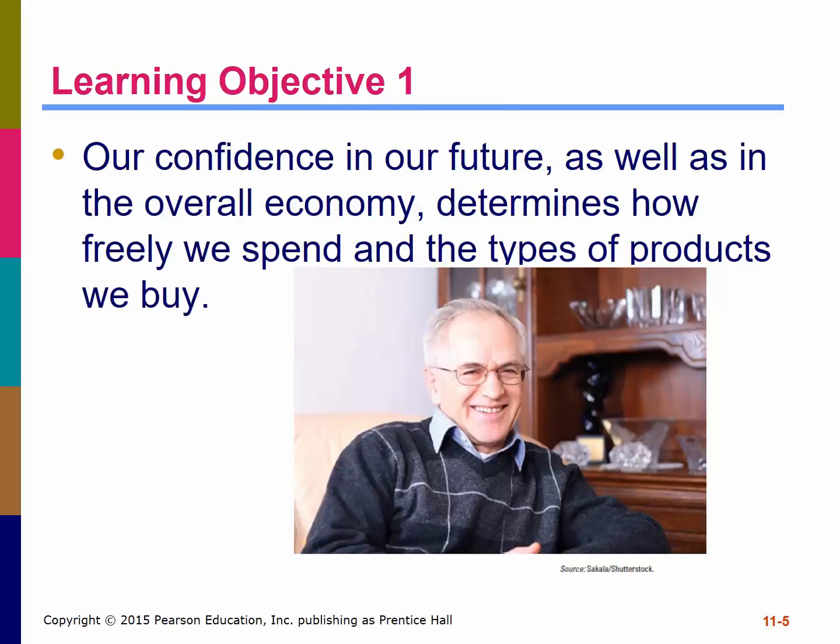Learning Objective 1 states our confidence in our future, as well as in the overall economy, determines how freely we spend and the types of products we buy. This chapter begins by considering how people appear based on the products we surround ourselves with. Phil, pictured, is meeting his girlfriend's parents. He's surprised to find that even though Marilyn hinted the family had money, the family had very plain surroundings.